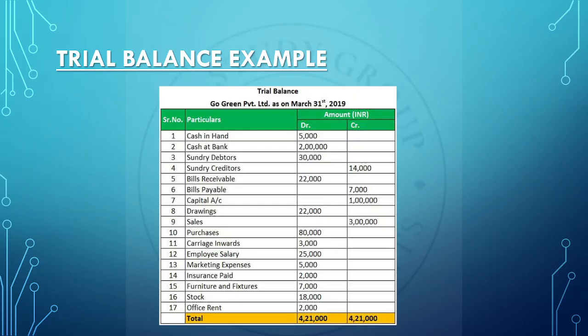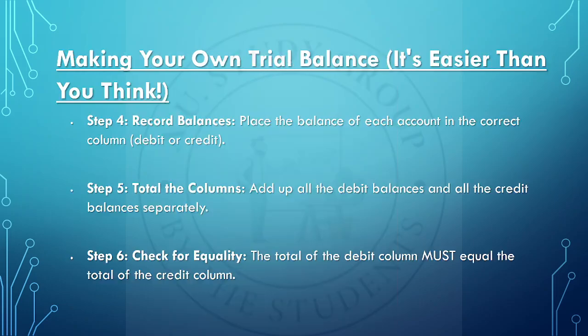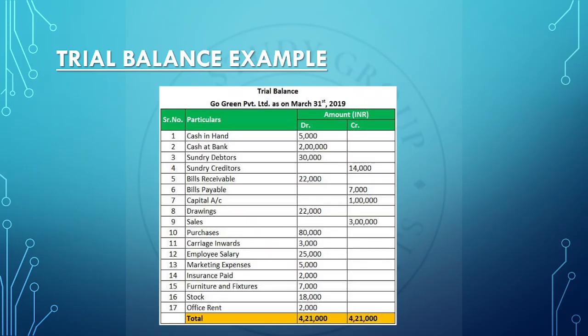Okay, because debits and credits are the only balances we have in all the ledgers. That is the third step. Now the fourth step, record the balances. Simply place the ending balance of each account which we just created. The balances of all these accounts, either on the debit side or the credit side, you have to place in this.